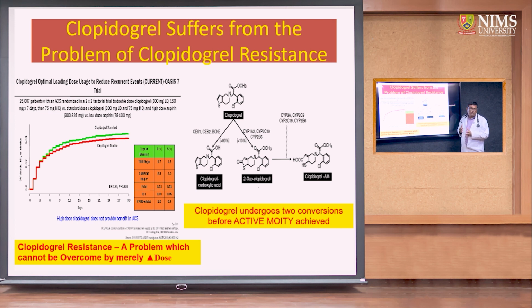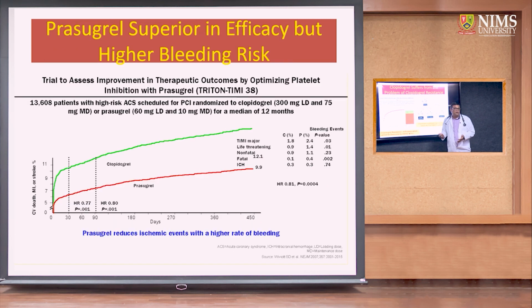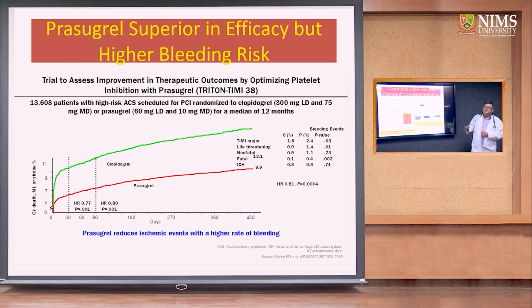If there is some problem in metabolism, and that is what happens in clopidogrel resistant patients, this metabolite is not formed, and once it is not formed, there will be resistance to the effect of clopidogrel. So, this is one reason: clopidogrel undergoes two conversions before the active moiety is obtained. That is why you now understand that increasing the dose will also not help, because that metabolite formation is not happening. There is some problem in the metabolism of clopidogrel, the active metabolite is not forming, and therefore increasing the dose is not that much helpful.